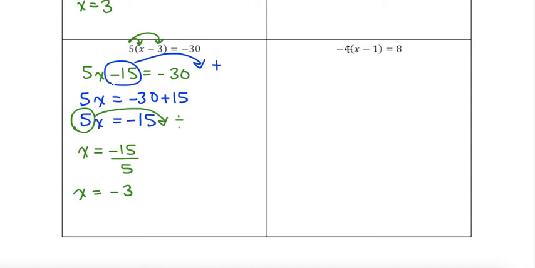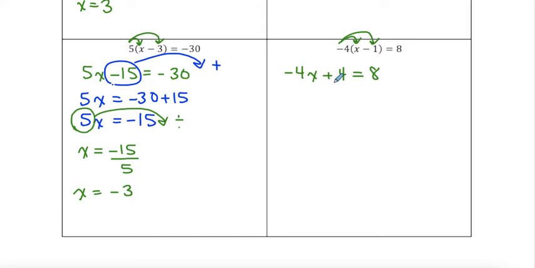The next example: negative 4 times (x minus 1) is equal to 8. So I'm taking this negative 4 and multiplying it by everything inside of the bracket. Negative 4 times x is negative 4x. Negative 4 times negative 1 is positive 4, and that's equal to 8.